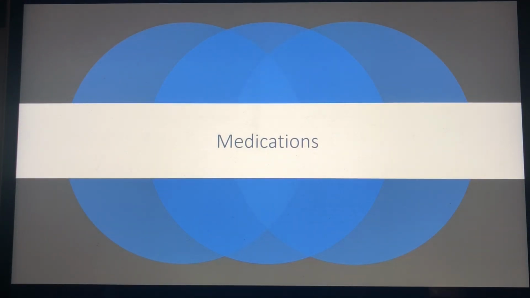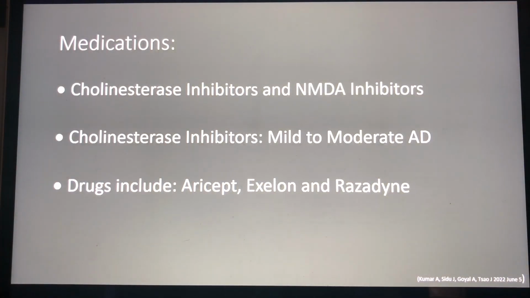There are several medications that can also be used to help control and treat Alzheimer's disease. Pharmacologic agents used include cholinesterase inhibitors and NMDA inhibitors. Cholinesterase inhibitors are used in mild to moderate Alzheimer's disease and slow the deterioration of cognitive function, though they do not stop or reverse the process. Drugs included in this level are Aricept, Exelon, and Razadyne.